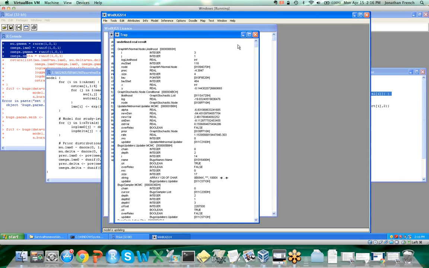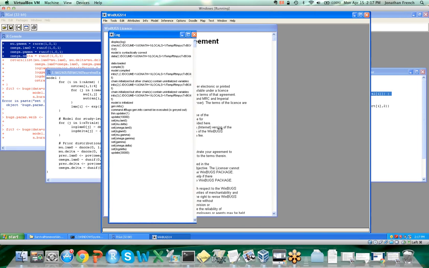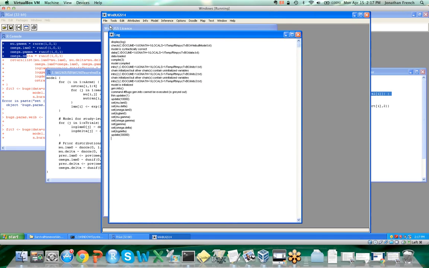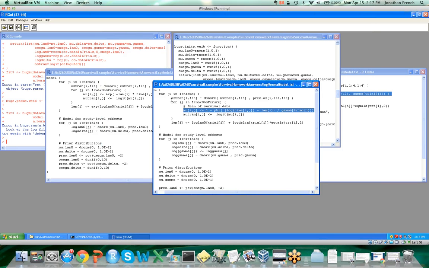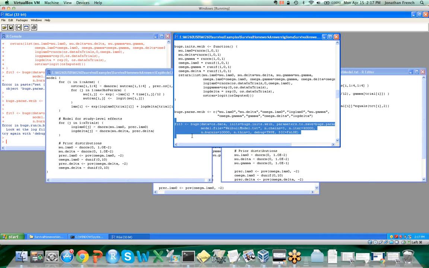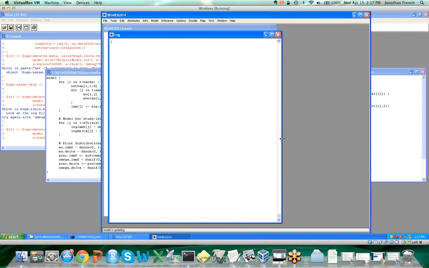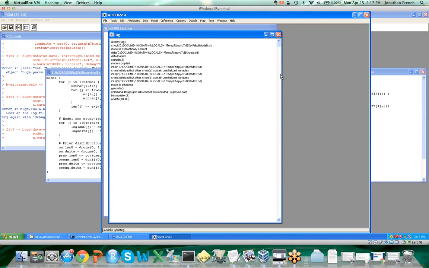Okay, let's see. Looks like we ran into a problem here with WinBUGS doing its updating. I'm not sure what caused that. Well, it ran fine before. Let's try giving it another go here, maybe with a different set of initial values. So it seems like it's getting through the first 10,000 okay, and then the problem came when it was trying to do some additional sampling from the Markov chain.